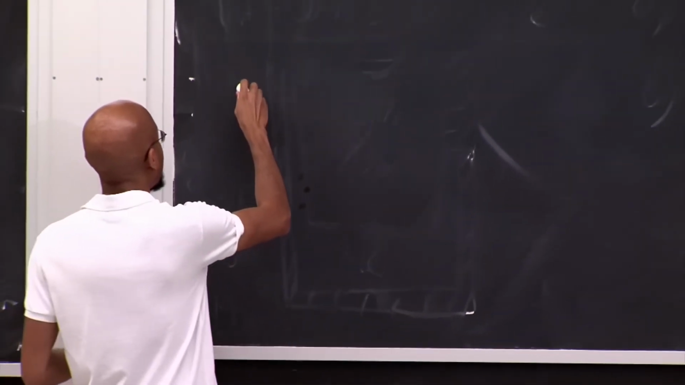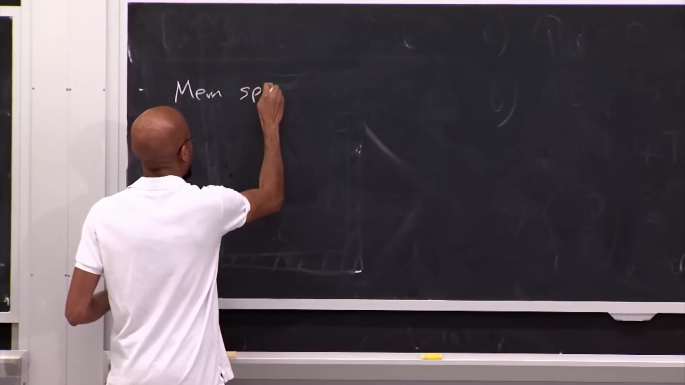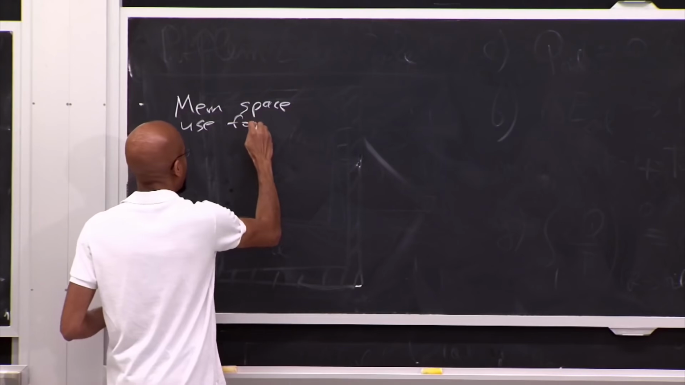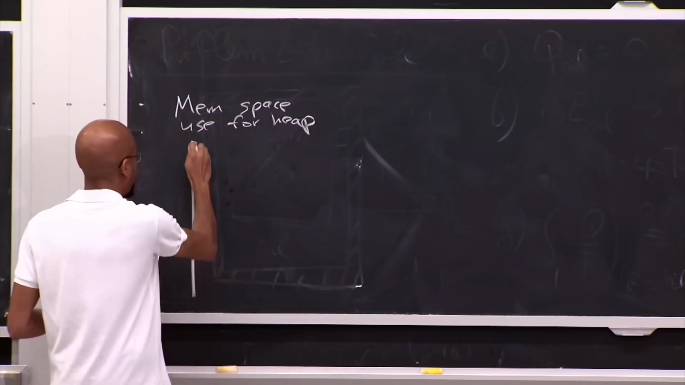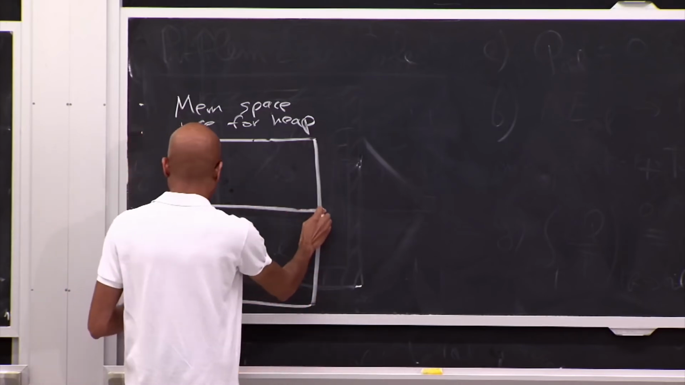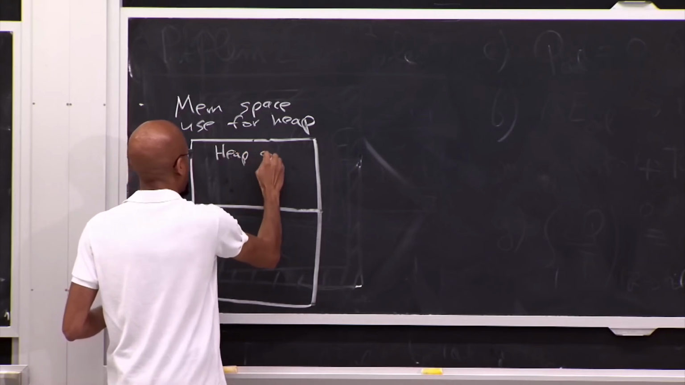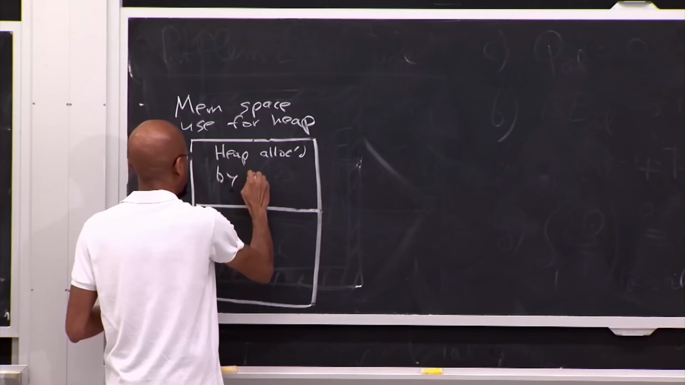So let me just give you a very simple example here that will hopefully make this a little bit clearer. So let's say that this over here is the memory space that we use for the heap. And in this simple example, let's suppose that we basically split this memory space up into 2 components. This is the heap that is alloced by the uninstrumented code.